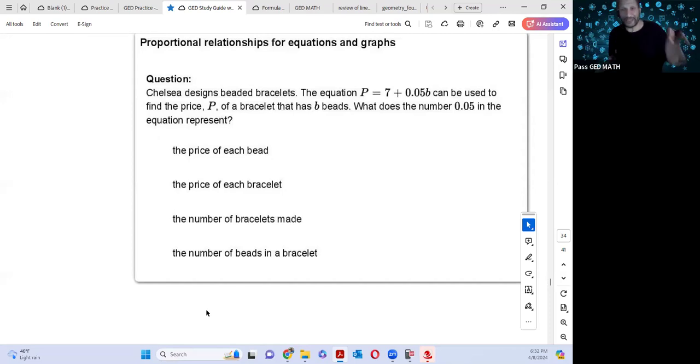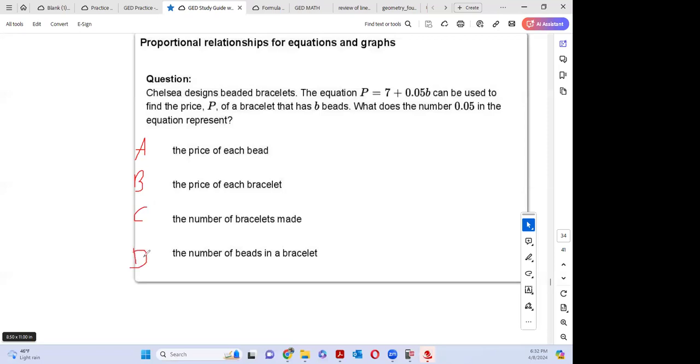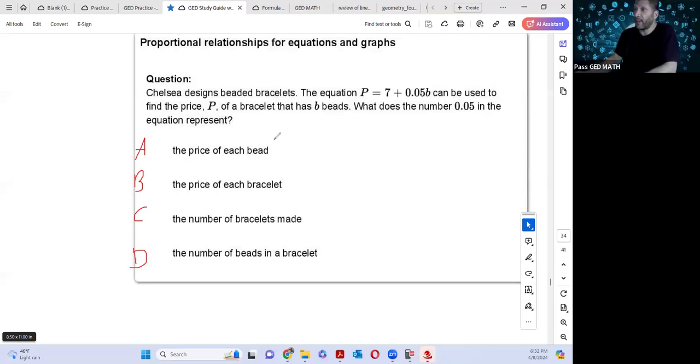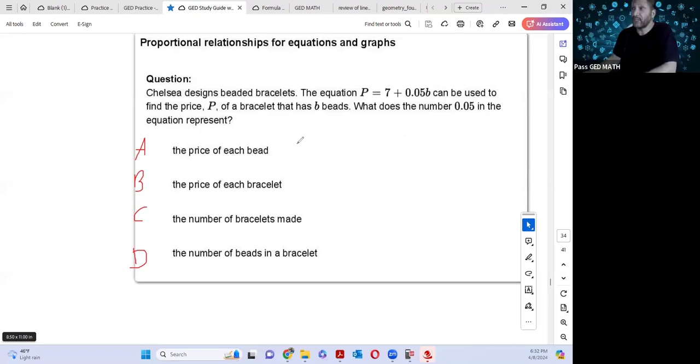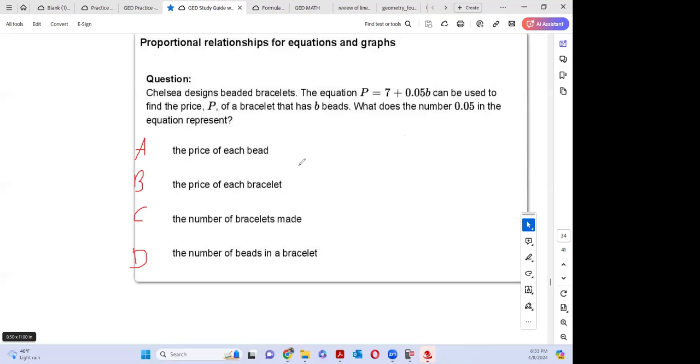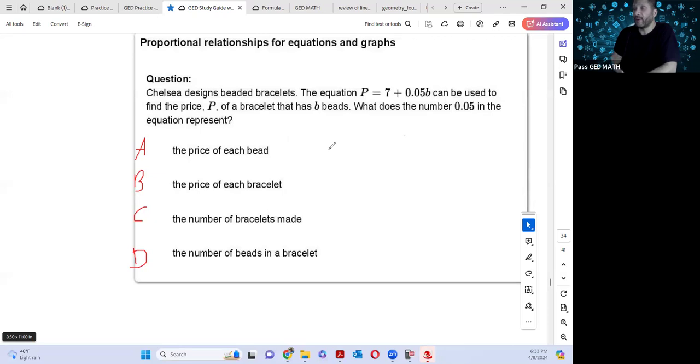Can somebody please tell me what they think the answer is, or which multiple choice answers you can eliminate? Because sometimes you may not know the answer, but you know what it's not. You can eliminate some of the responses. This is the price of each bead. So you think it's the price of each bead? I'm sorry, say it again. 0.5 times B times the B. So do you think it's A, B, C, or D?